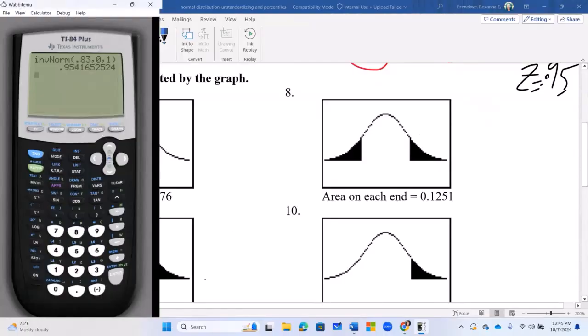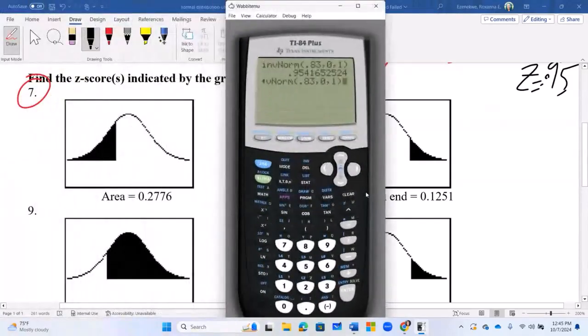So to find that, I do second distribution, number 3, inverse norm, because I'm looking for the z-score now. So we're doing the opposite of what we used to do. I put in the area given to me, 0.2776, and that is the area to the left.